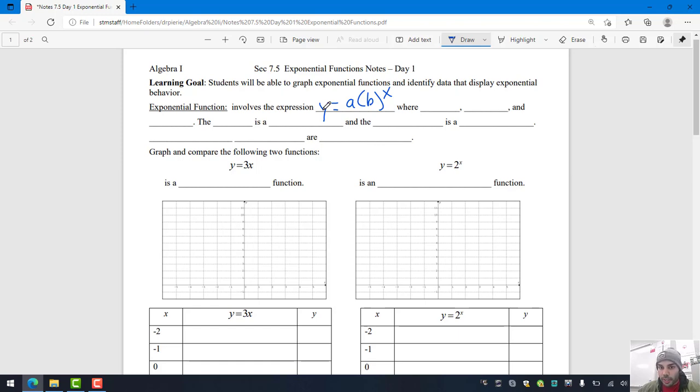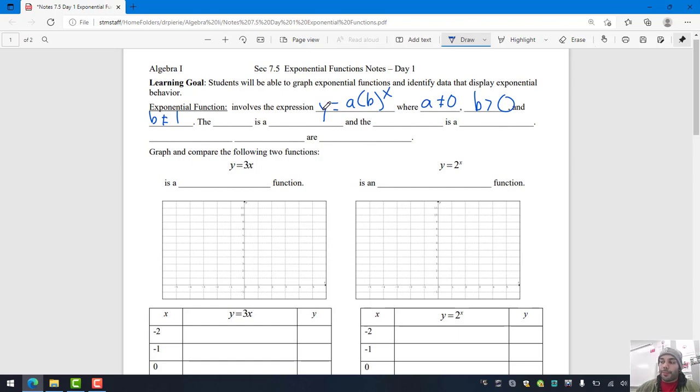But what do you need to know about this equation? The first thing is this: a and b are numbers, but a is not allowed to equal 0. a is a number, b is also a number. That second number, b, has to be greater than 0, but it also cannot be equal to exactly 1. So it can be a decimal between 0 and 1, or it could be a number that's bigger than 1. It just can't be exactly 1.